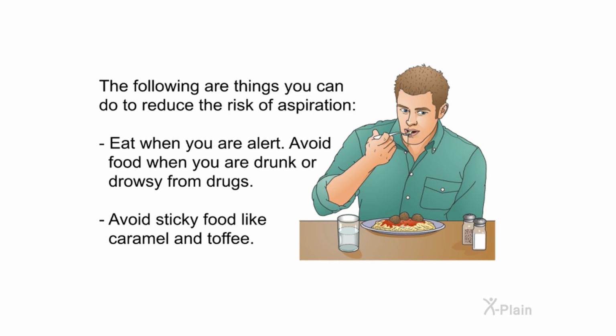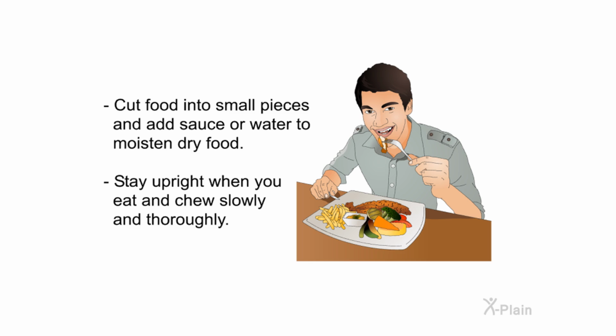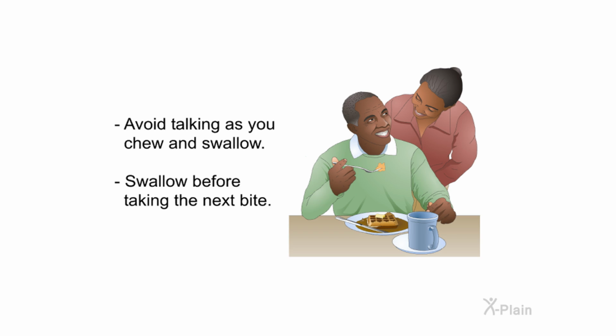Prevention. The following are things you can do to reduce the risk of aspiration. Eat when you are alert. Avoid food when you are drunk or drowsy from drugs. Avoid sticky food like caramel and toffee. Cut food into small pieces and add sauce or water to moisten dry food. Stay upright when you eat and chew slowly and thoroughly. Avoid talking as you chew and swallow. Swallow before taking the next bite.